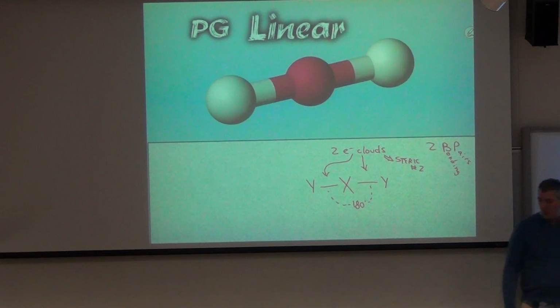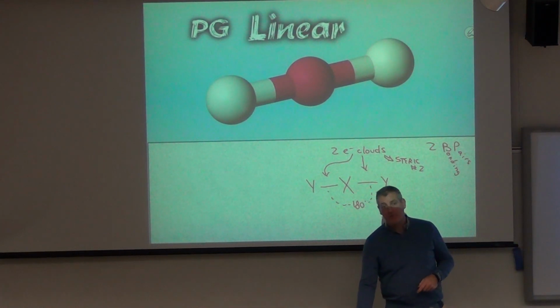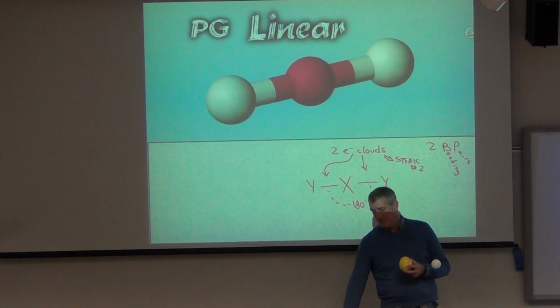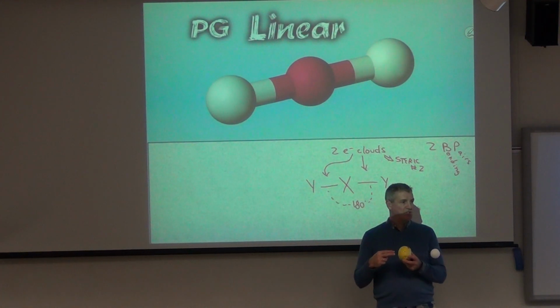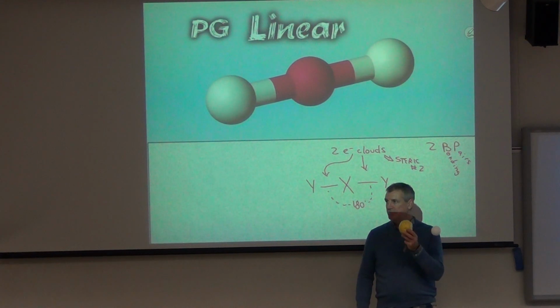If we took one of these bonds out and replaced it with a lone pair of electrons, that's not going to be a very difficult shape to draw. So we just have two atoms together.